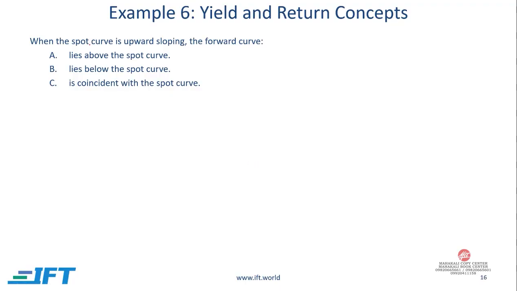Now let's look at some questions. When the spot curve is upward sloping, the forward curve will be above the spot, below the spot curve, or coincident with the spot curve. So I want you to answer this. So what this is saying is that the spot curve is upward sloping. Will the forward curve be above this, below this, or same level?